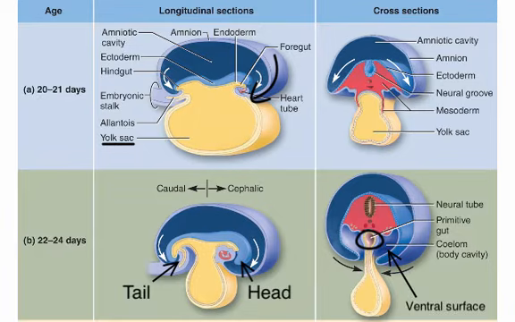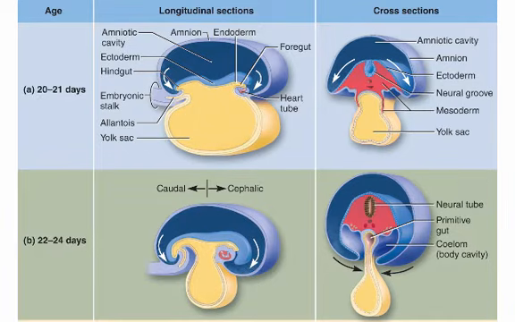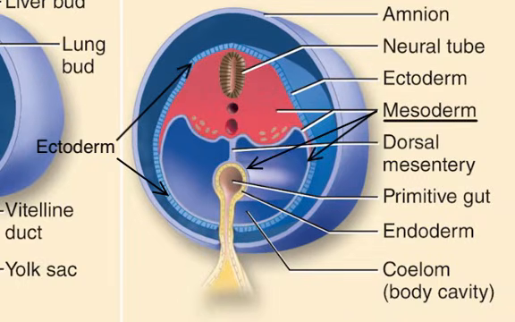As a result of embryonic folding, the entire surface is covered with ectoderm, which later produces the epidermis of the skin. In the meantime, the mesoderm splits into 2 layers. One of them adheres to the ectoderm and the other to the endoderm. This opens a body cavity between them called the coelom.